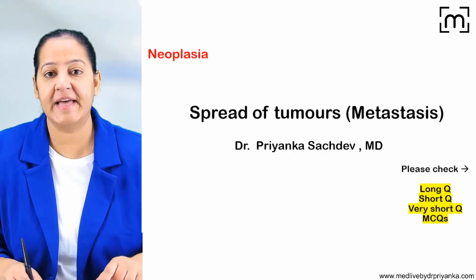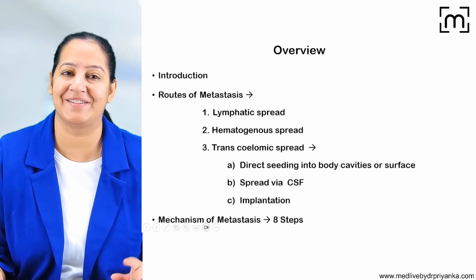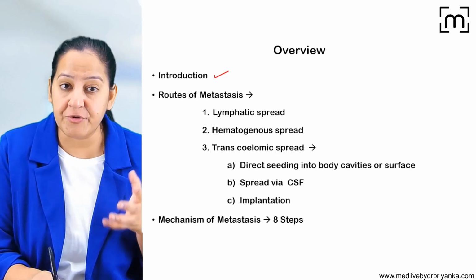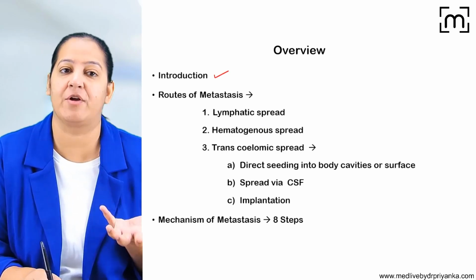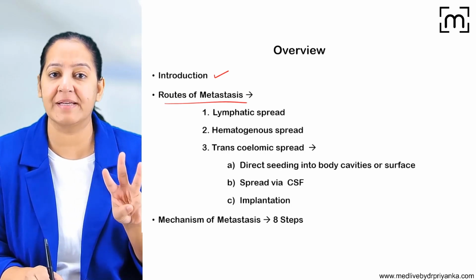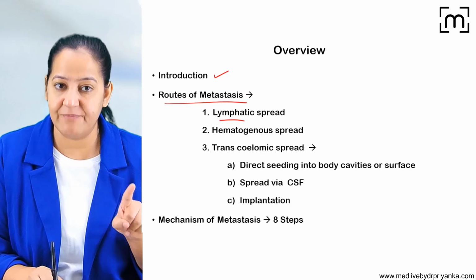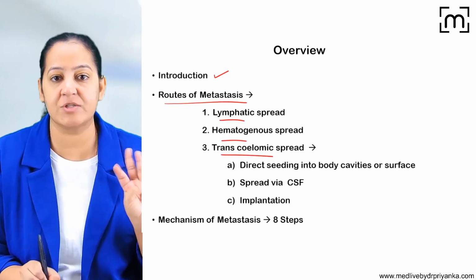The topic, that is spread of tumors, metastasis. Let's start it. First of all, I will let you know the introduction. What do you mean by spread of tumors? Then we will see the various routes of metastasis. Basically, there are three routes of metastasis. First is lymphatic, second is hematogenous, and third is transcoelomic.